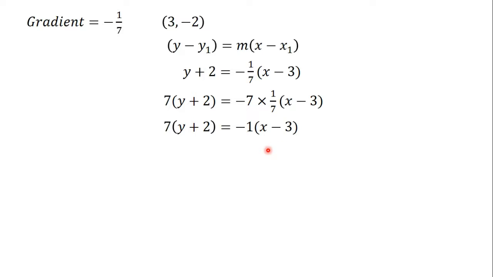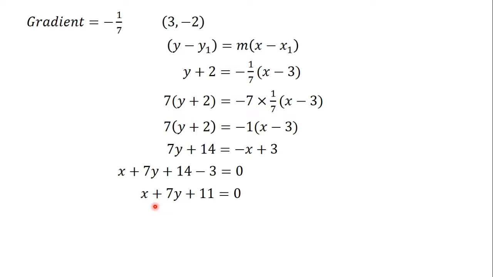We open the brackets and then we simplify. This will give us 7 times y is 7y, 7 times 2 is 14, -1 times x is -x, and -1 times -3 is positive 3. I'm going to group all the terms in this equation on one side. So I will send -x and 3 from the right hand side to the left hand side. And this is going to be x + 7y + 14 - 3 = 0. We simplify this further and we have x + 7y + 11 = 0.